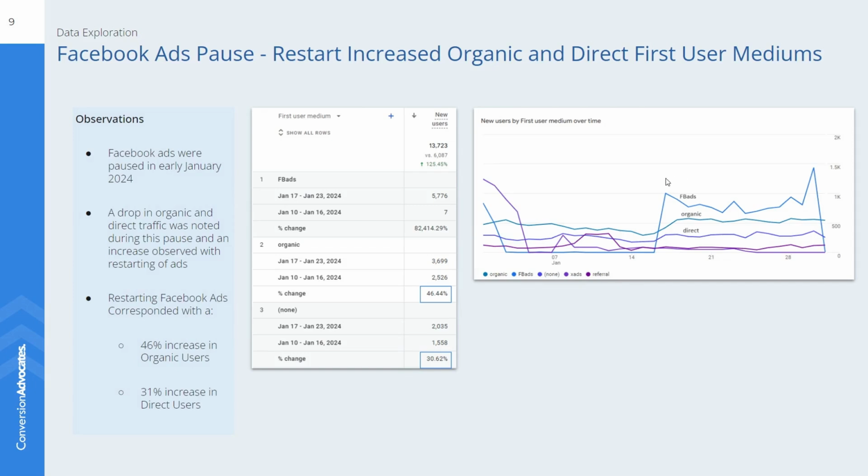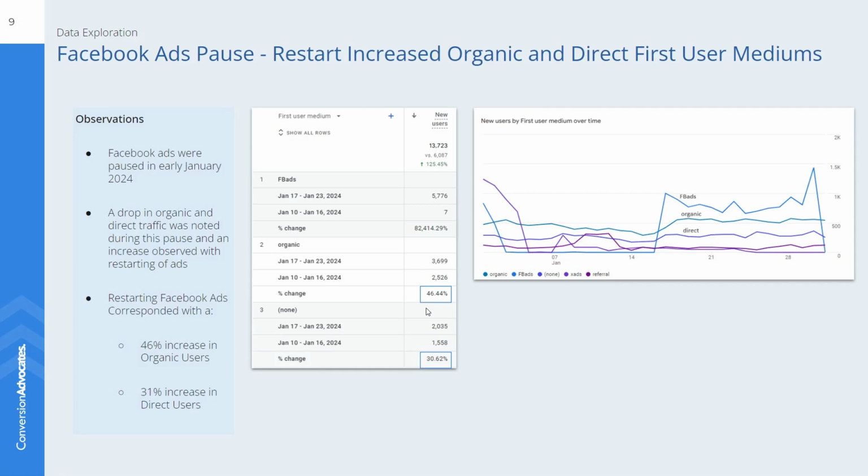So there was this 2-week period where here's Google Ads, here's organic, here's direct. It was high early on, they paused it. You can see organic and direct, they both steadily decreased and then picked back up right after Google Ads was restarted. How much did they increase with the restart? Well, the week before and after Facebook ads was restarted, organic then increased by 46% and direct traffic increased by about 31% during those weeks before and after Facebook ads was restarted.